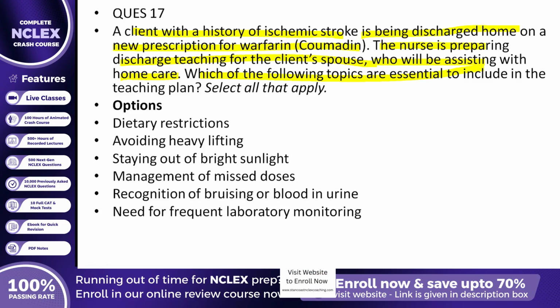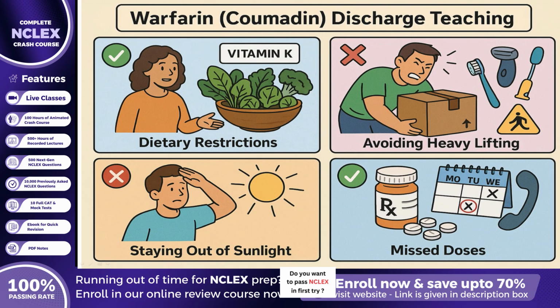First, considering dietary restrictions, this is correct. Warfarin acts by inhibiting vitamin K-dependent clotting factors, and foods high in vitamin K such as spinach, kale, broccoli, or Brussels sprouts can reduce its effectiveness. However, the teaching point is not total avoidance, but consistency. Clients must keep their vitamin K intake steady so that INR levels remain therapeutic, and clot prevention is effective.